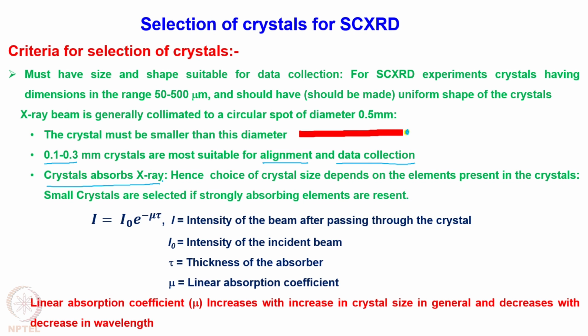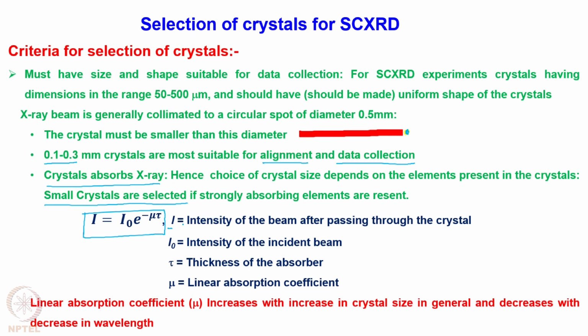When we use any crystal with a certain number of different elements present in it, every element has a particular amount of absorption of X-rays, and the amount of absorption depends on the size of the crystal as well. And that is why we generally use small crystals to avoid any significant absorption. Here, this simple expression is very important to understand the absorption of X-rays. This expression is I equal to I0 e to the power minus mu tau.